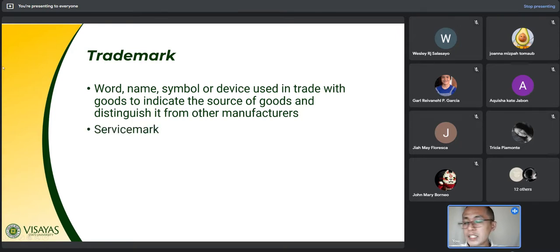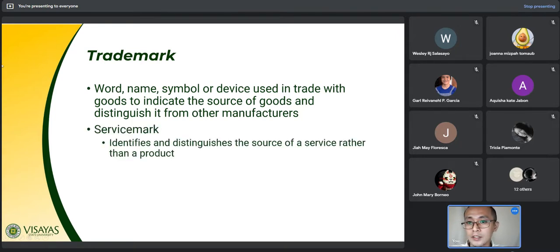Okay, from trademark classes, we also have your service mark. A service mark identifies and distinguishes the source of a service rather than a product. So the service mark class applies to services. For example, the service mark class.